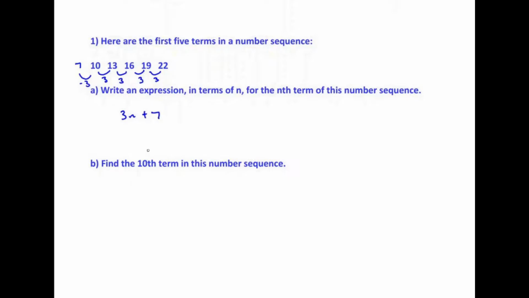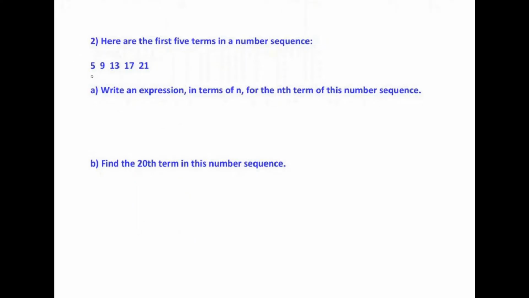Part B says find a 10th term in this sequence. So in the 10th term, n is going to equal 10. So we have 3 brackets 10 plus 7, which equals 30 plus 7, which equals 37. So the 10th term in this number sequence is 37.